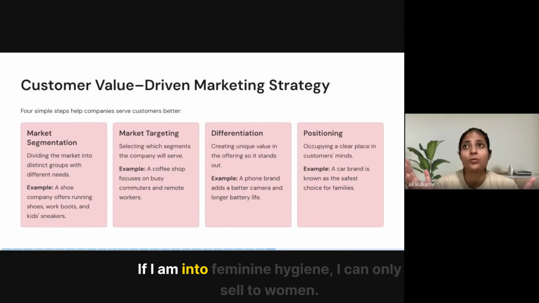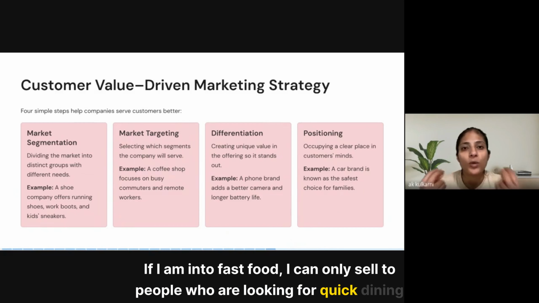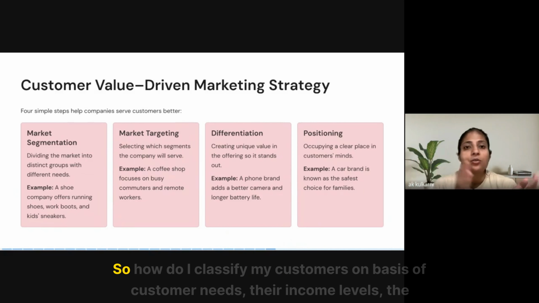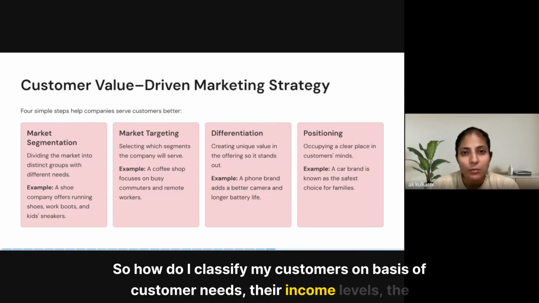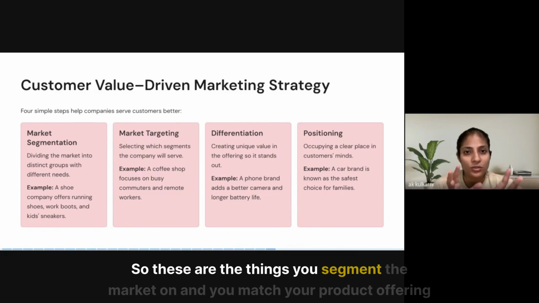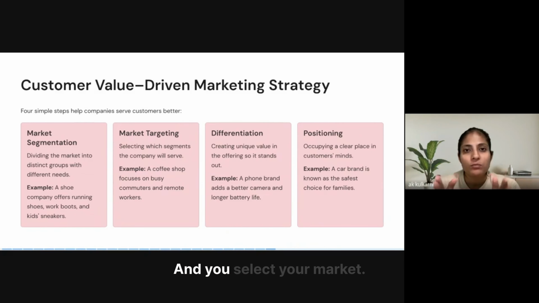If I am into feminine hygiene, I can only sell to women. If I am into fast foods, I can only sell to people who are looking for a quick dining experience. I cannot sell to people who are looking for luxury dining and a high end restaurant experience. Correct? So how do I classify my customers on the basis of customer needs, their income levels, the psychological, behavioral and lifestyle. So these are the things you segment the market on, and you match your product offering with those segments, correct? And you select your market.